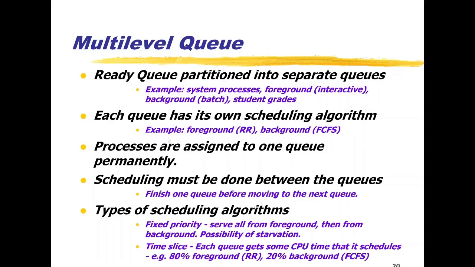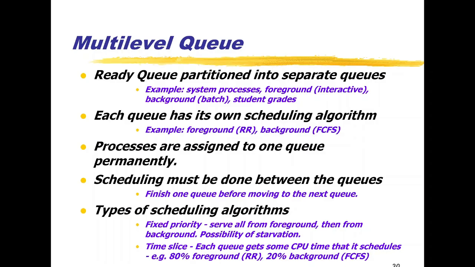All processes are assigned to one queue permanently, so it never changes. Scheduling must be done between the queues. One queue must finish all the processes within its queue before it moves to the next queue. That's how the scheduling works.